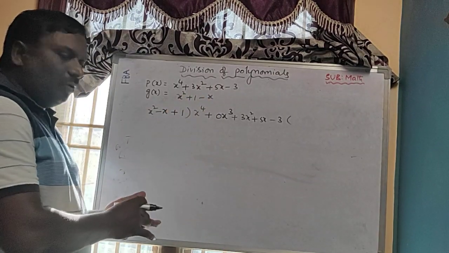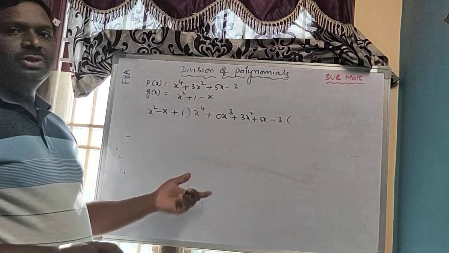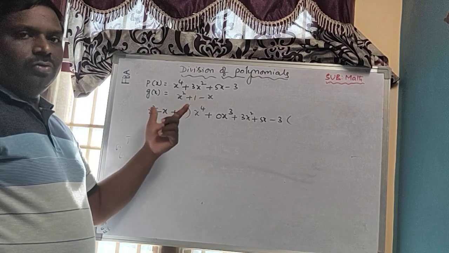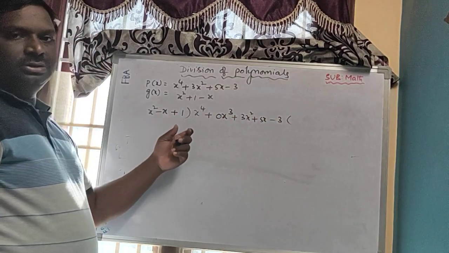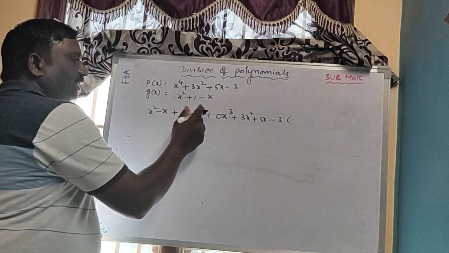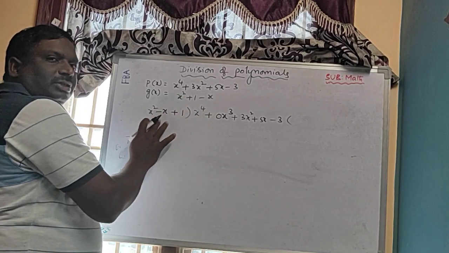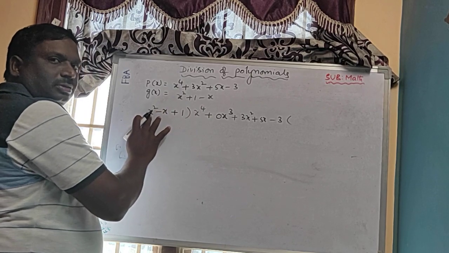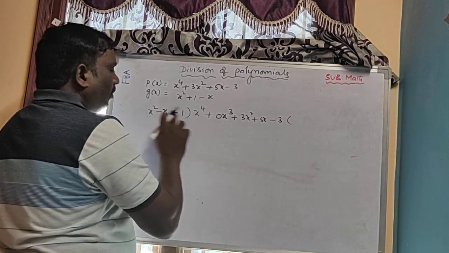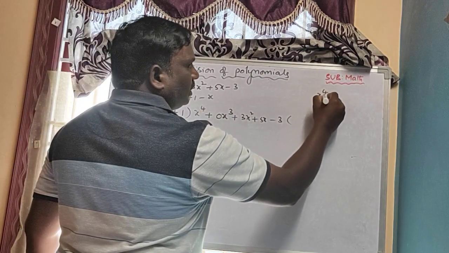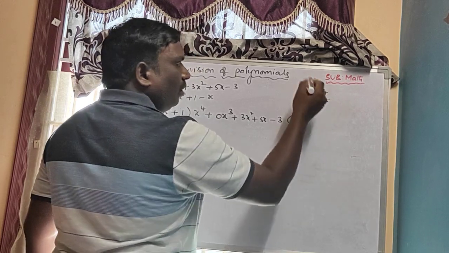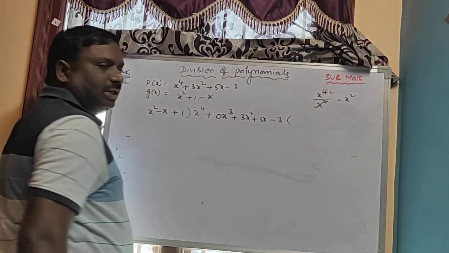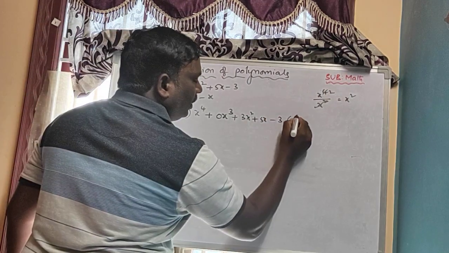Now when doing normal division, if you know the tables, you can do it. But here we don't know the tables. How do we find the quotient of this division? Take the first term of the dividend and the first term of the divisor: x power 4 divided by x square. When you do the division, your quotient is x square. Now write x square here.